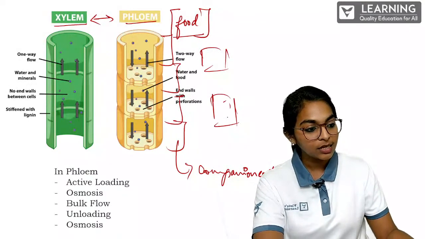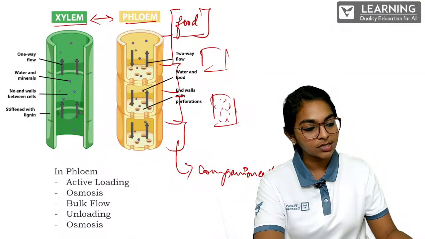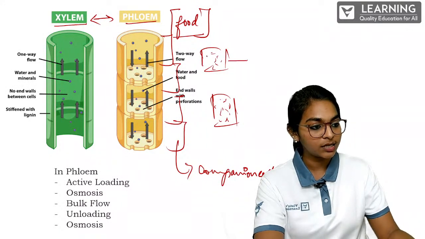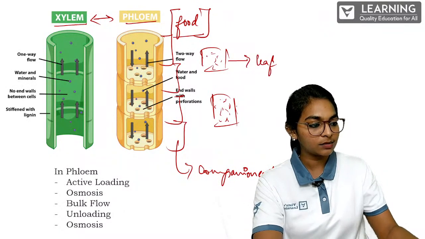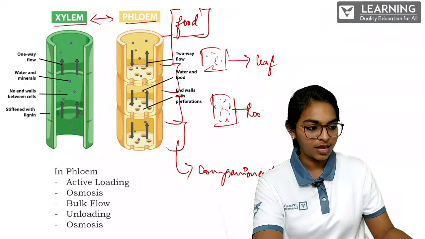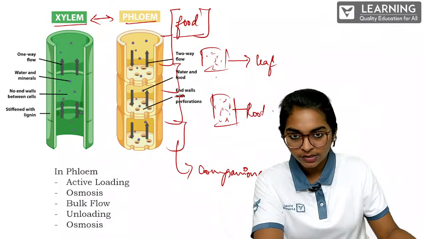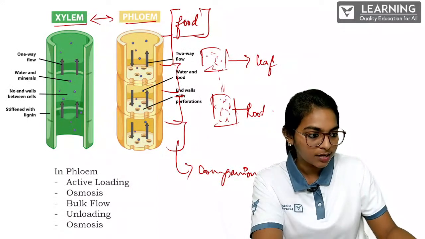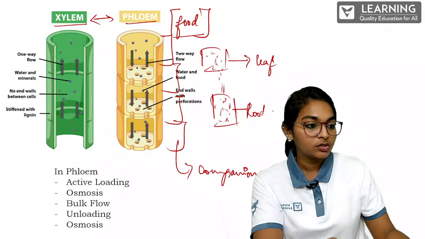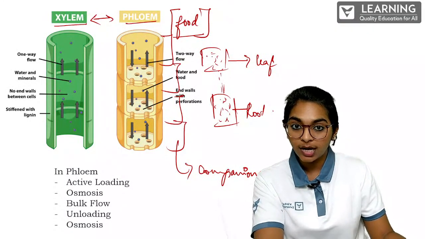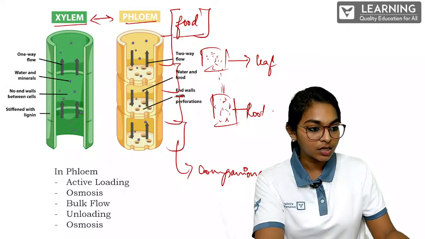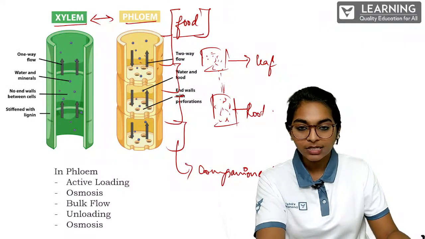Is it clear? Here where the starch is produced, let's say this is a leaf cell, and this is something which is present in the root, let's say, and there are a lot of cells in the middle. Just assume, a lot of cells. So when it is producing this food, what will happen? This phloem cell will spend some energy.